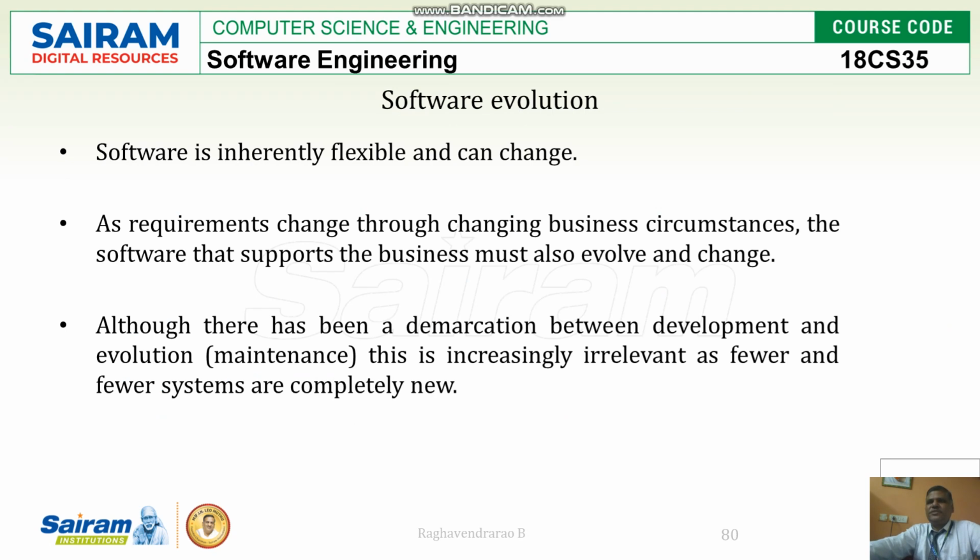Software. Next is software evolution, how it is evolved. Software is inherently flexible and it is possible to change. Always you have to develop in such a way that it should be flexible to change. If any requirements come at the end moment also, the system should be adaptable to change requirements.